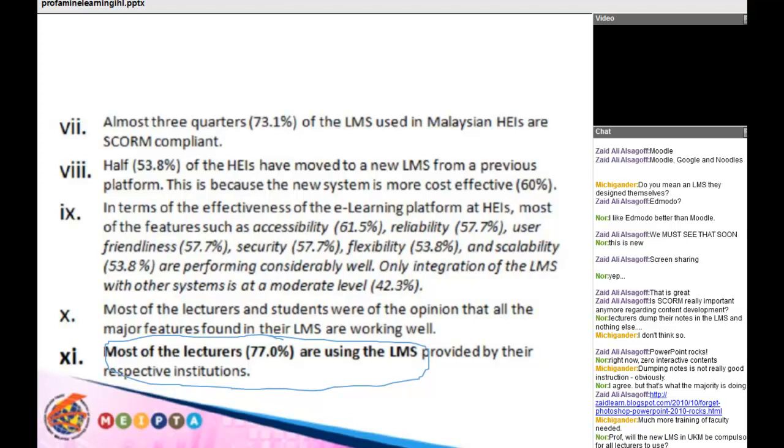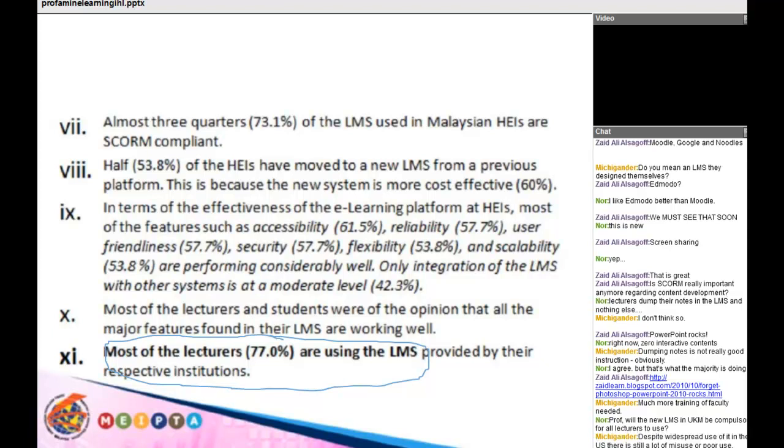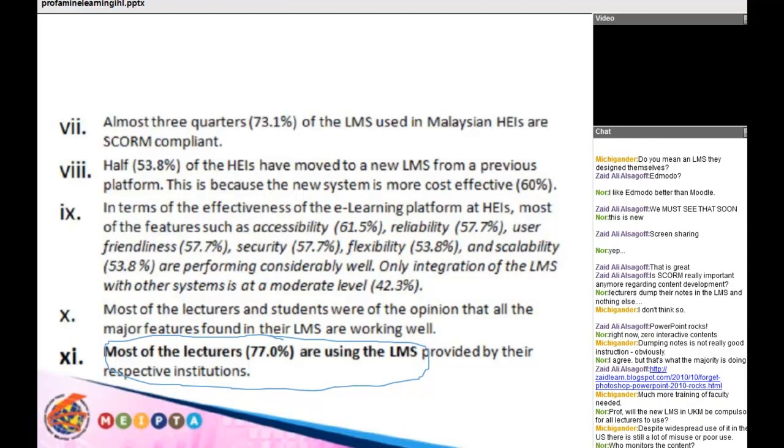Okay. In UKM, e-learning is compulsory. 100% of our courses are online. When I say 100% of our courses are online, meaning the moment you open the iFolio, students will see all the courses. But whether you've got good content in the courses depends on the lecturers. Because our system talks to the students' information system, all the courses are available online.